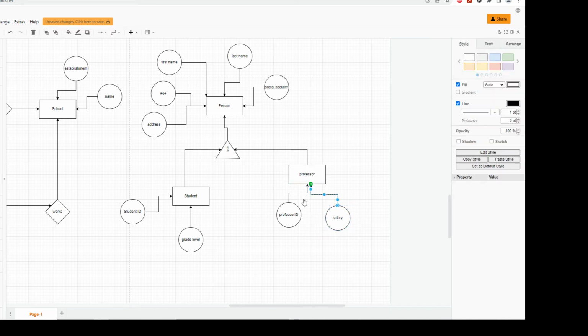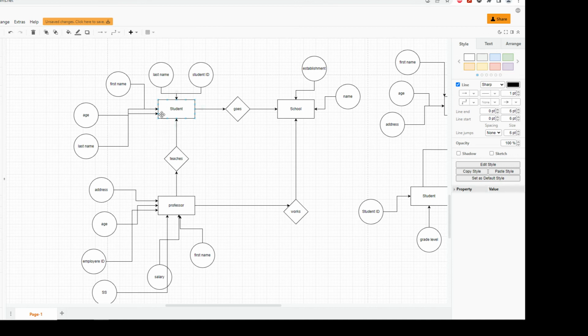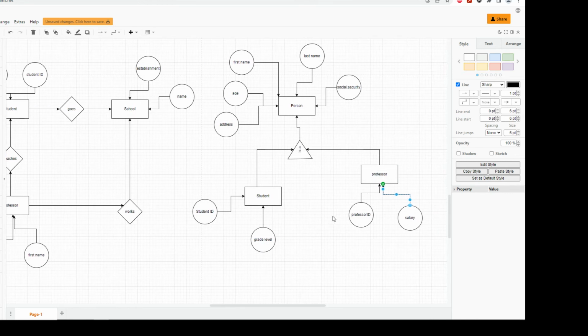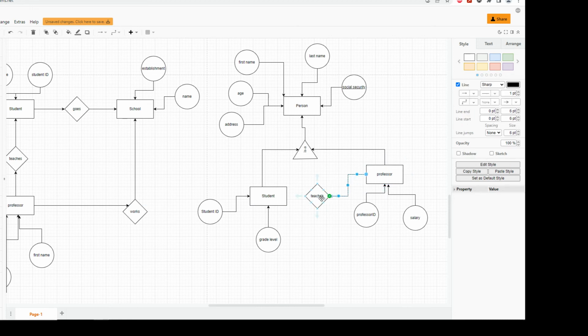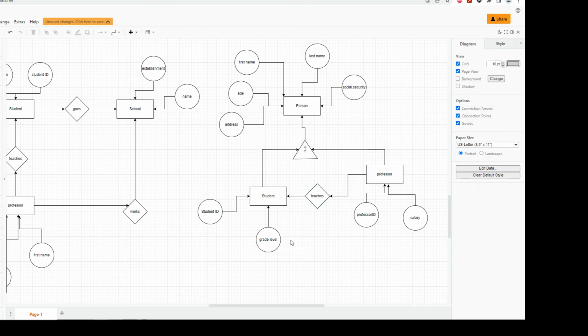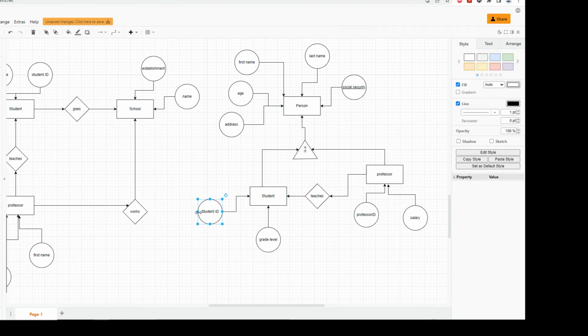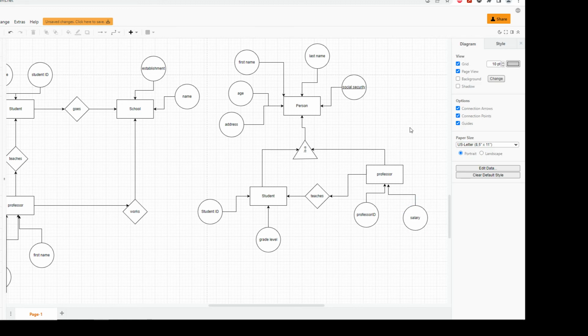So you see how we just went from having student and professor with the relationship of teach. This relationship could still remain. A professor still teaches a student, right? But professor and student are subtypes of person. All those attributes, professor and student will inherit from person, but student has student ID and grade level that are unique to the student entity. Professor has professor ID and salary that are unique to the professor, right?